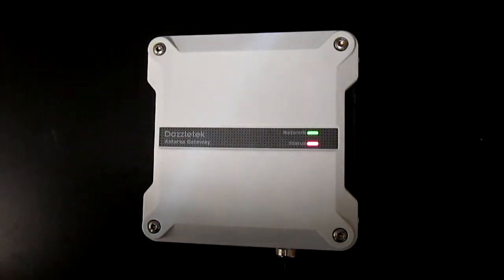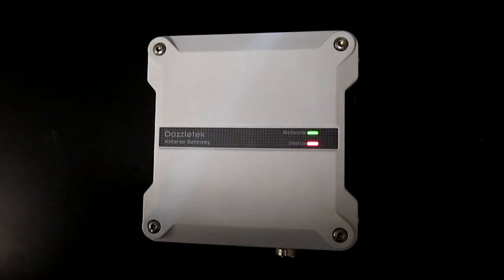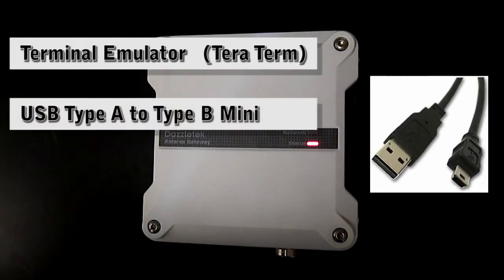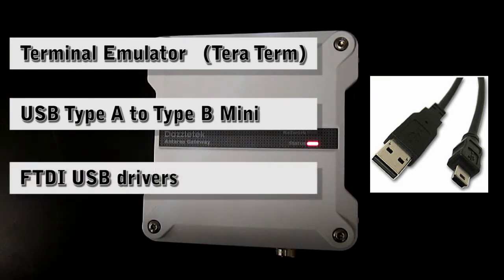My name is Kevin and in this video we're going to talk about how to serially interface with your Antares gateway. In order to do this we will need the following. A terminal emulator. There are several that you can use, but we will be using TeraTerm. A USB Type A to USB Mini Type B cable. And the drivers required to use the USB port on the Antares gateway.